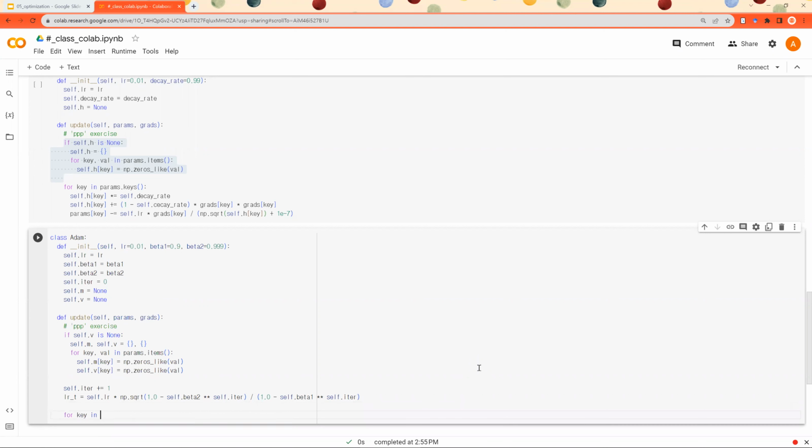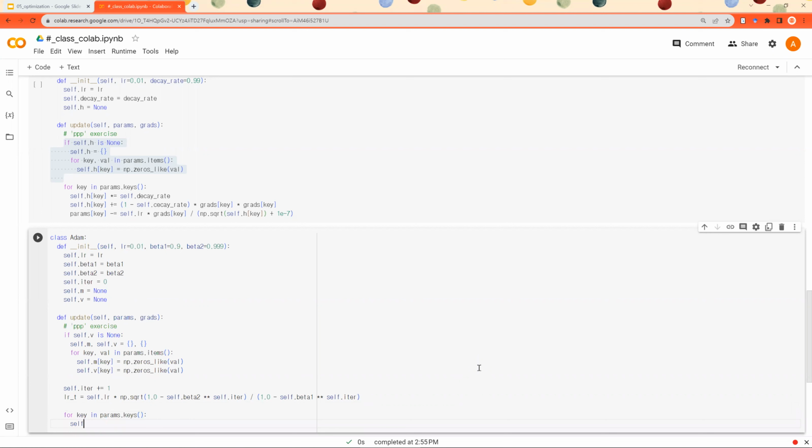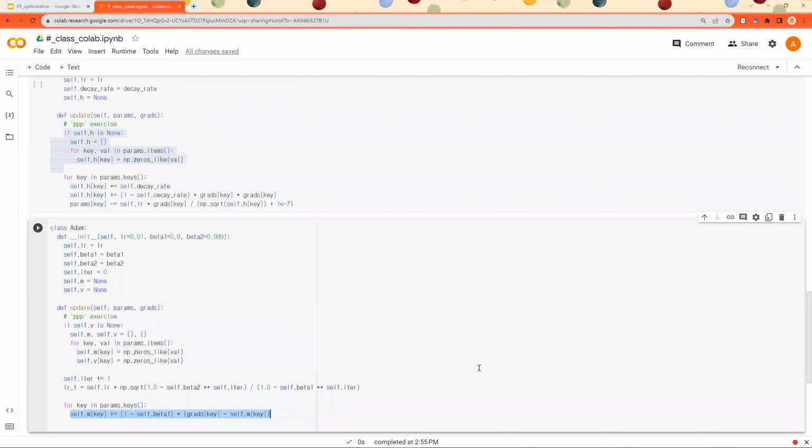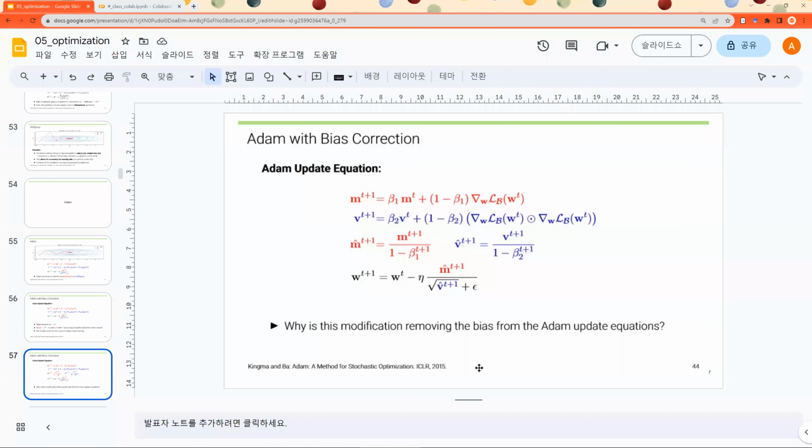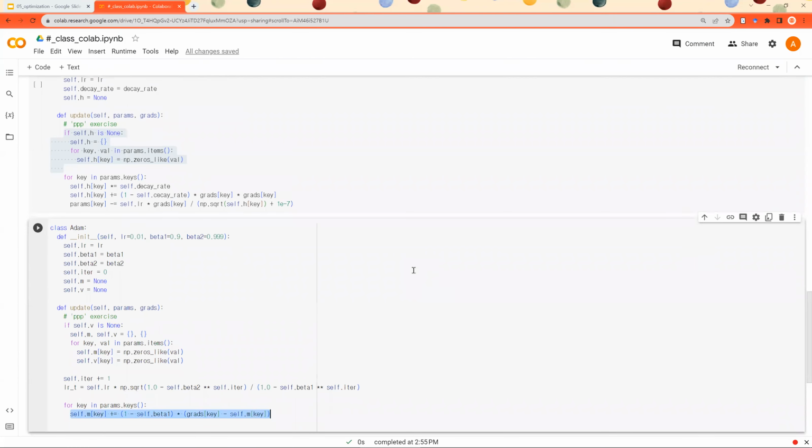And for key in params keys, what we are doing is we first need to update our momentum. This is going to be 1 minus beta 1 times grads key minus self M key. Okay? And you can expand this equation, then you will see that this corresponds to this one.